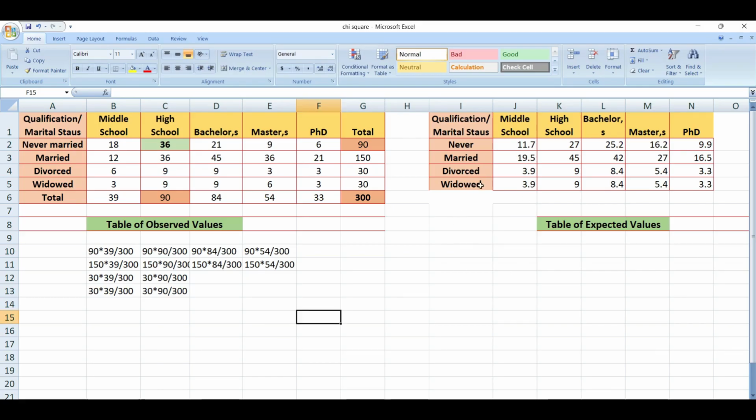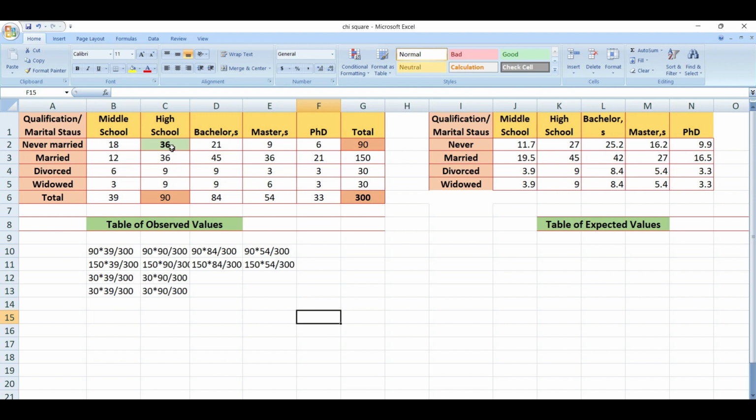So you can see that I have created another table, which is a table of expected values, by doing the same calculation. Here you can see for the first value, which is for this person, which is 18, we have calculated the expected value as 90 into 39 divided by 300. Why is it so? Because the row total is 90, the column total is 39, and it is divided by 300.